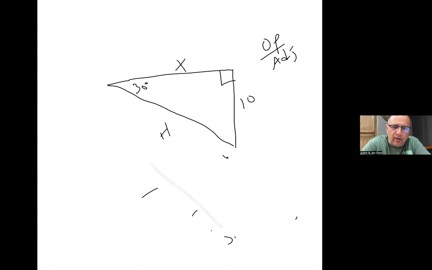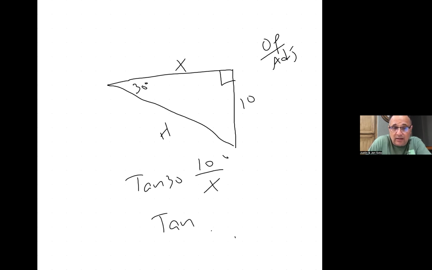So you saw the answer already. I'll just show you how you put it in. It's tan 30. Tangent is opposite over adjacent. Since this is the 30, this is the opposite, 10 over X. So it's tan 30 times X equals 10. After you divide both sides by tan 30, X equals 10 divided by tan 30.